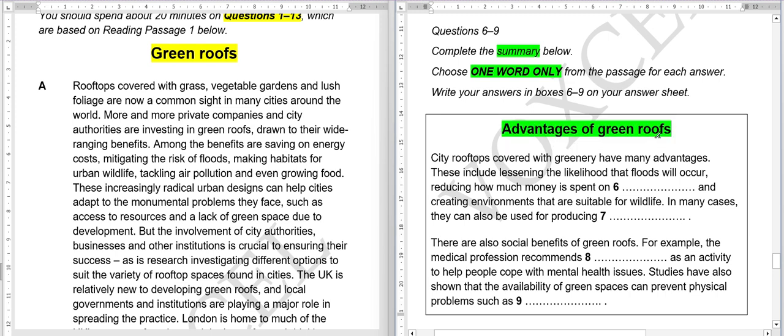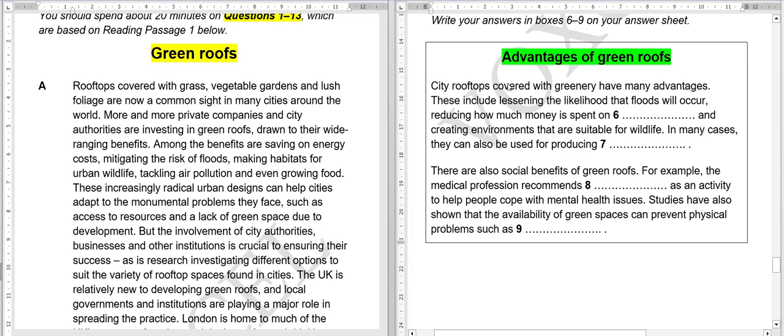Okay, and for blanks, if you see the heading of the blank is advantages of green roofs, but here there is only mention of green roofs. So wherever we find the advantages of green roofs, we will read this particular question then. Clear? Or we will read some keywords, and if we are able to find those keywords, then we will read this question then.